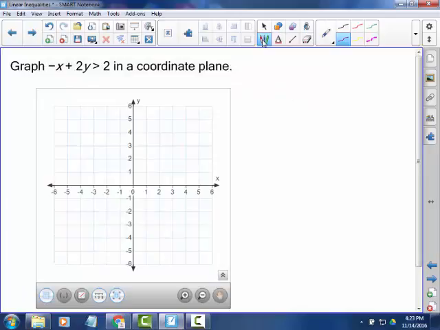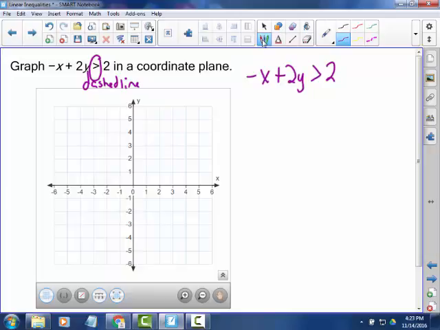Okay, negative x plus 2y is greater than 2 in a coordinate plane. So first off, this symbol is going to be a dashed line. I know that. And I also know that one of the ways that we've graphed is when it's in standard form, we solve for y. So I'm going to do that. Negative x plus 2y is greater than 2.